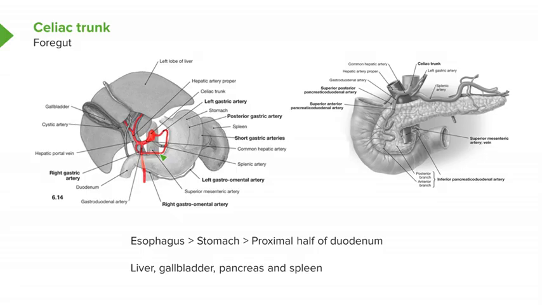And the right gastric artery is going to anastomose with the left gastric artery around the lesser curvature of the stomach. Remember, we spoke about this briefly when we did the anatomy of the stomach in an earlier lecture. Running around this lesser curvature, we have the left gastric and the right gastric, forming this loop.